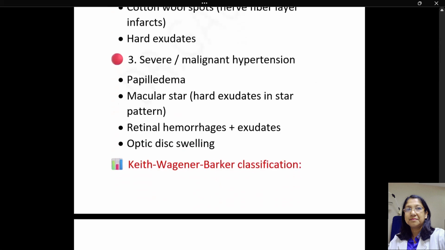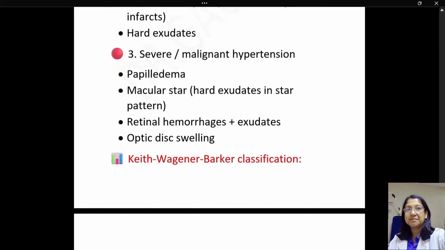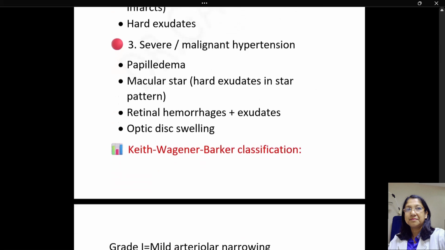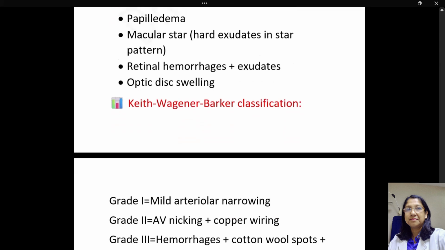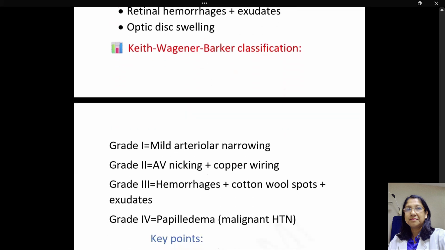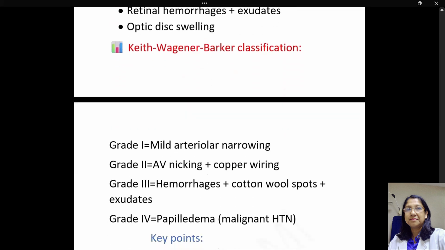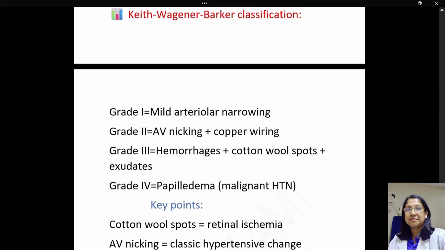Severe malignant hypertension, papilledema, macular star. Hard exudates are present in the macula in star pattern, that is macular star. Then retinal hemorrhages and exudates are in large quantity in this grade. Optic disc swelling known as papilledema. So this is the classification, Keith-Wegener-Barker classification. Grade 1, 2, 3 and 4.